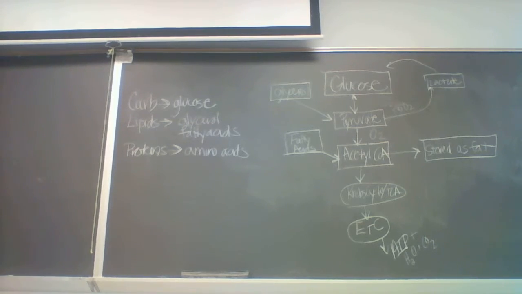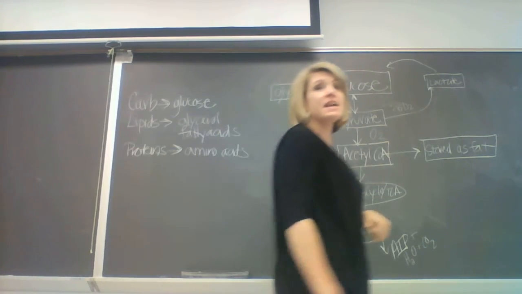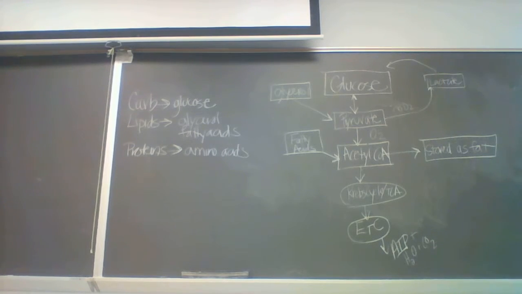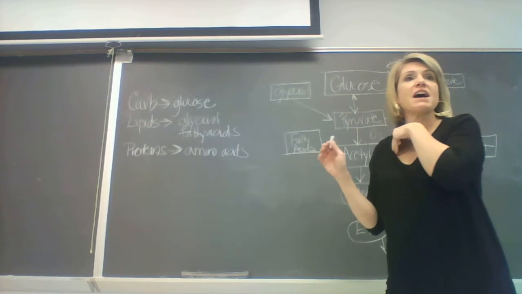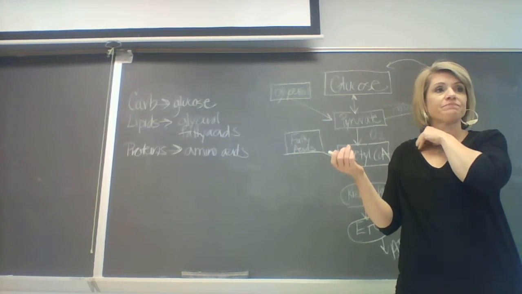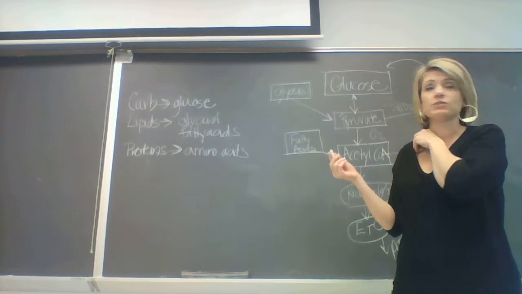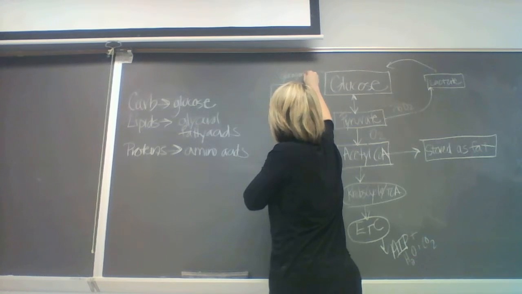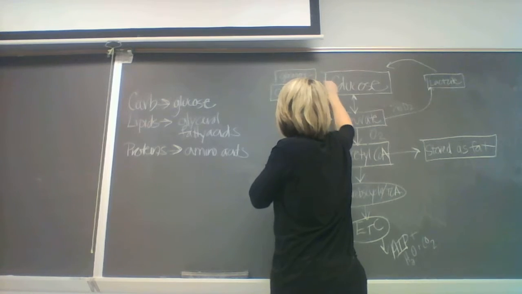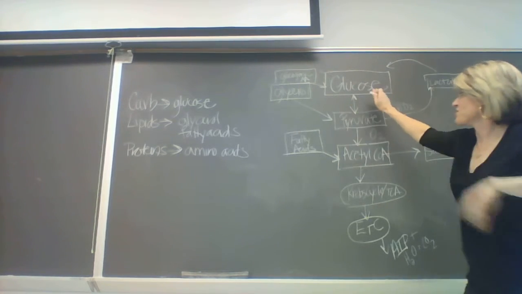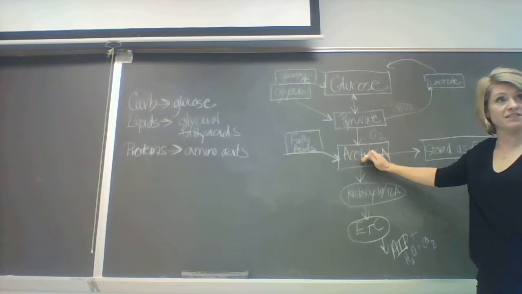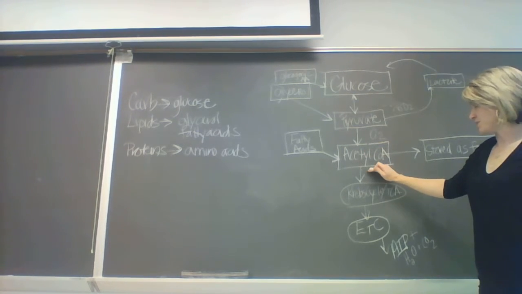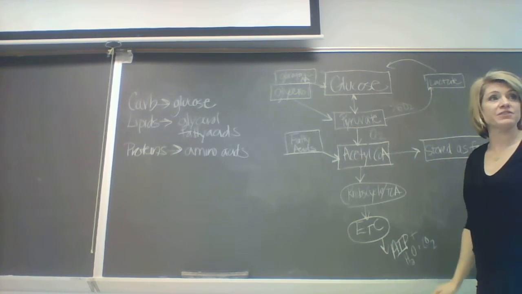Amino acids first have to be deaminated, meaning you take off that amino group with the nitrogen in it. Once you do that, some of your amino acids are what we call glucogenic. They can be broken down and converted to glucose. So your glucogenic amino acids, after being deaminated, can be converted to glucose, then pyruvate, then acetyl-CoA. Then the acetyl-CoA can be stored as fat or broken down for energy.